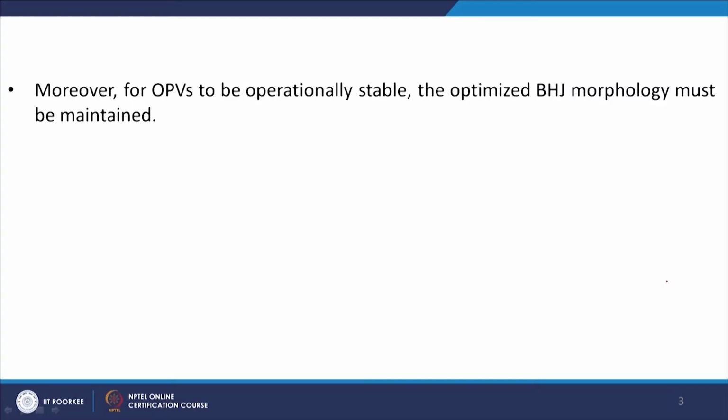Now, a lot of research has been ongoing to change the solvent, to change the film processing temperatures, or the donor to acceptor ratio, so different things to optimize this morphology. Moreover, for OPVs to be operationally stable, the optimized BHJ morphology must be maintained. So, not only for charge transport, but for the stability of the overall device, the morphology also plays an important role, because we have earlier mentioned that morphology determines the photophysics, and if there is a photodegradation, that can always be correlated to a bad morphology of the thin film.